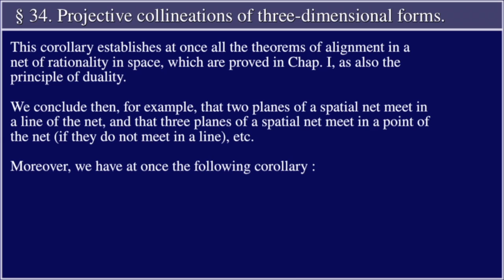This corollary establishes at once all the theorems of alignment in a net of rationality in space which are proved in Chapter 1, as also the principle of duality. We conclude then, for example, that 2 planes of a spatial net meet in a line of the net, and that 3 planes of a spatial net meet in a point of the net, if they do not meet in a line, etc. Moreover, we have at once the following corollary.